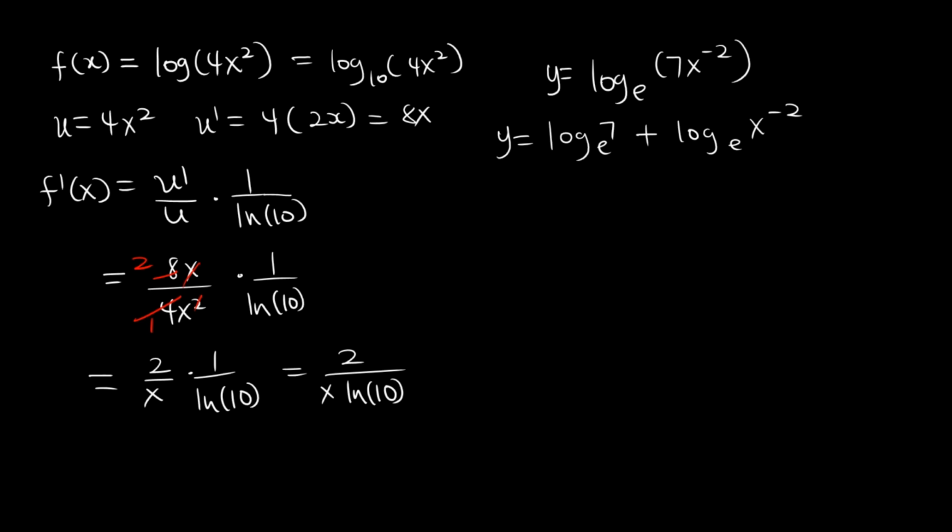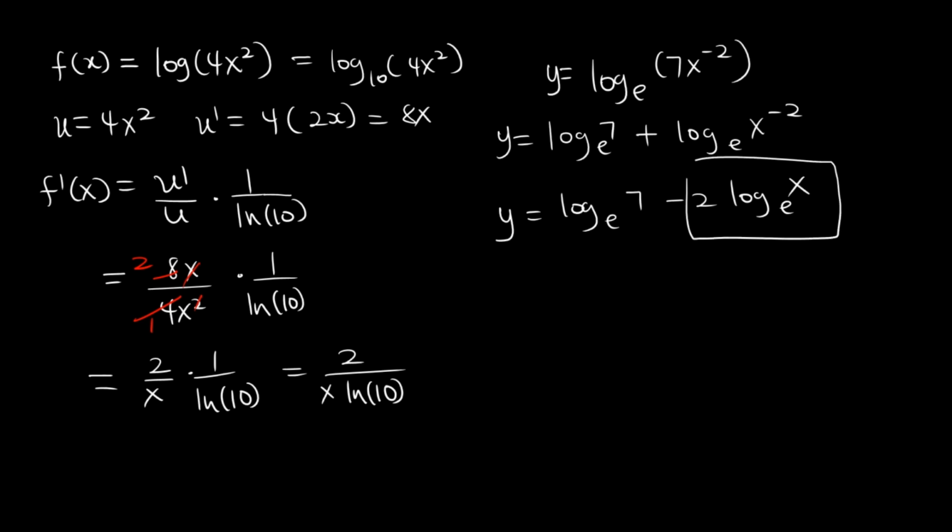Then from here I will apply the power rule of logs, so I can write this in a different way. So we can have y equal to log base e of 7 minus 2 log base e of x. It's just the power rule of logs that I applied to this.